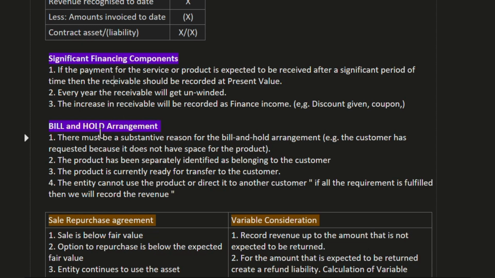Now, bill and hold agreement. There must be a substantive reason for the bill and hold agreement. For example, the customer has requested it because it does not have space for the product. The product has been separately identified as belonging to the customer. The product is currently ready for transfer to the customer. The entity cannot use the product or direct it to another customer. If all requirements are fulfilled, then we will record revenue under the bill and hold agreement.